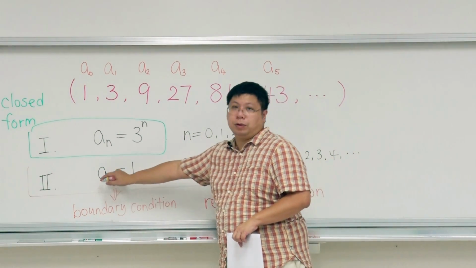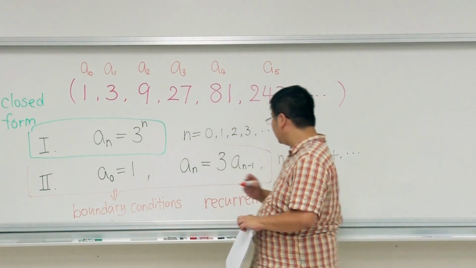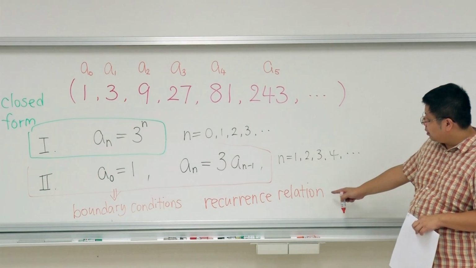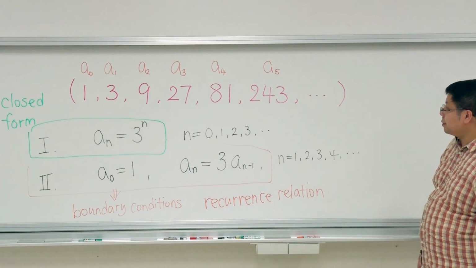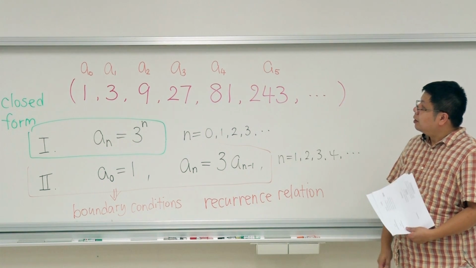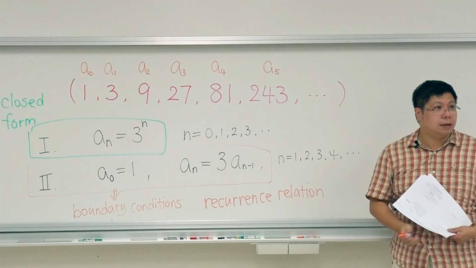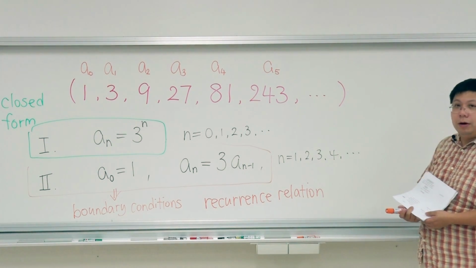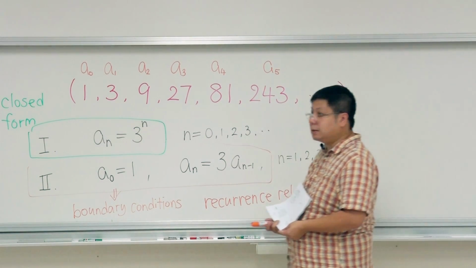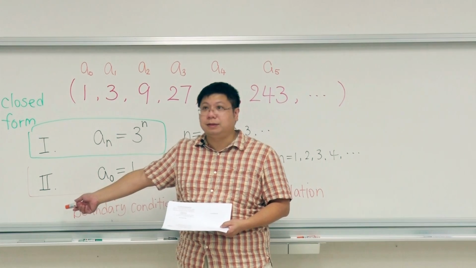Sometimes we may have more conditions, more values of the terms in the sequence. Then, with usually a single relation, we can still define the sequence precisely without any problem. Now, of course, which one is better? Is the closed form better, or is the recurrence relation better?